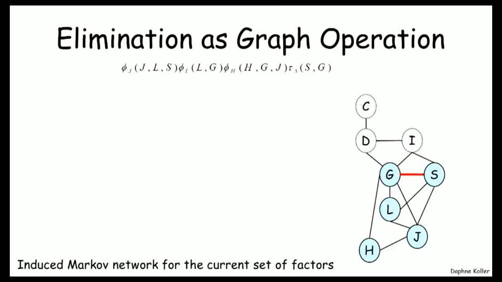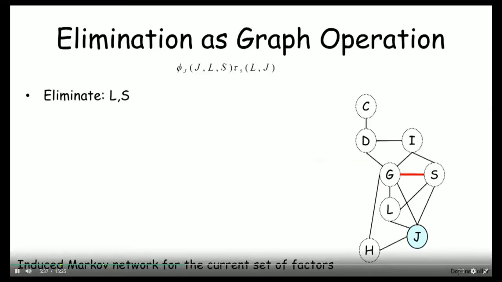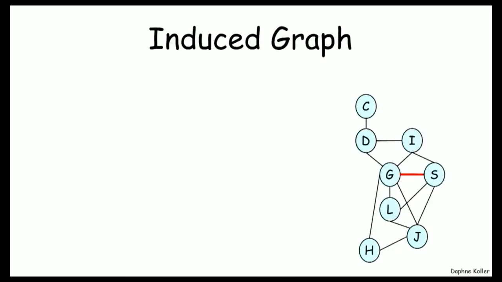Okay, let's continue. So now we're going to eliminate H. H also doesn't introduce any fill edges, and so we're going to end up with that. And basically the remaining steps are pretty mundane. We're going to eliminate G, L, and S, and we're going to end up with the following graph. So this particular variable elimination process only introduced one fill edge, which is a fairly conservative thing, and shows that we selected a pretty good elimination ordering in this case.